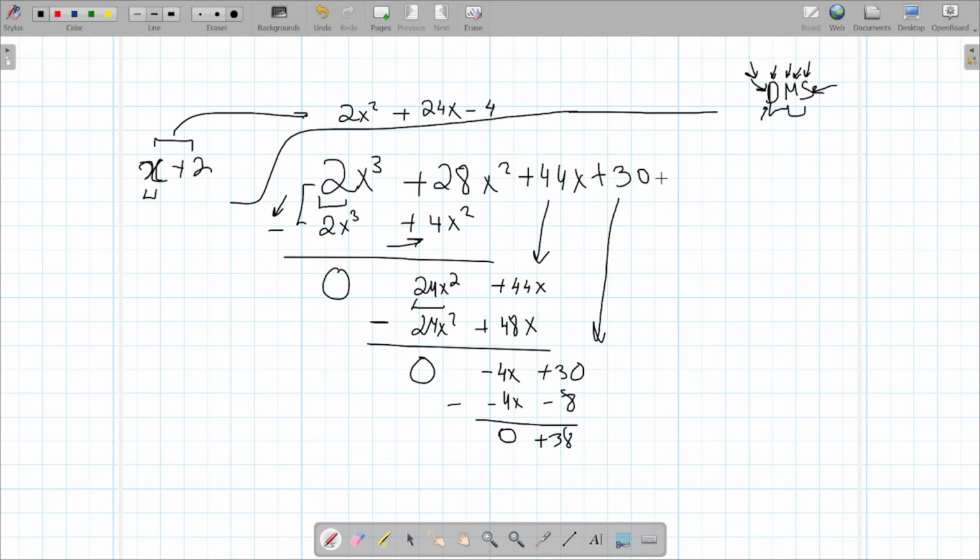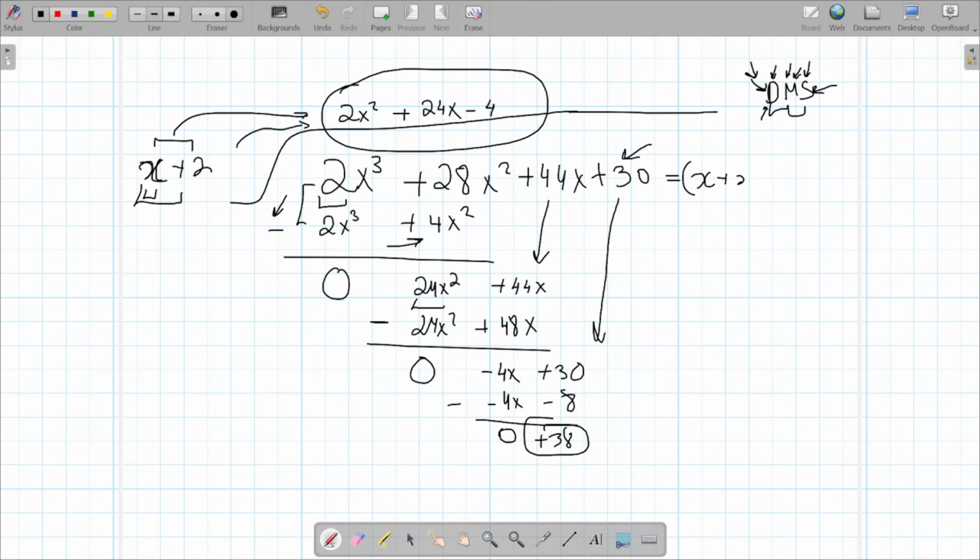Is there anything left to drag? When there's nothing left to drag, that means you're done. This is going to be your answer, and then the number you have here is your remainder. So I could express this polynomial as 2 things. I can express it as this times this, plus my remainder. So this is equal to x plus 2 times 2x squared plus 24x minus 4, right? These are our quotients, plus our remainder, right? Because you always have to add your remainder. Okay, this is how you do long division.